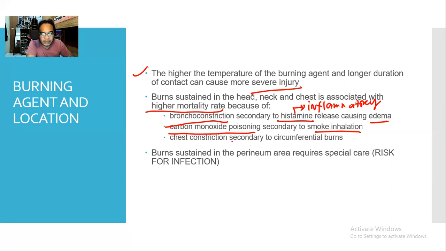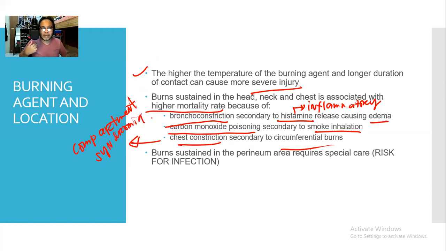Okay, ayun, aksidente ako. Chest constriction secondary to your circumferential burn. Bakit nagkakaroon ng constriction? Because remember your compartment syndrome. So akala ko ba sa limbs lang yan? No, no, no. It's not only in the limbs. Anywhere in your body. Okay, compartment syndrome, kasi mag-i-inflame na yung tissues natin. So pwede rin silang gumawa ng incision dito sa katawan mo.